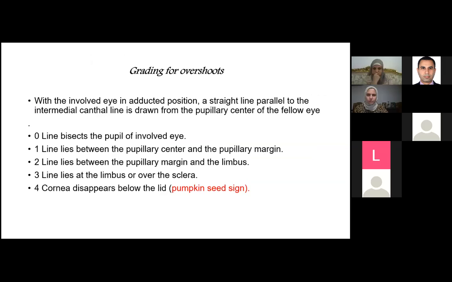This way helps us to grade the upshoot: a straight line parallel to the intercanthal line is drawn from the pupillary center. If this line bisects the pupil, there is no upshoot. If it lies between the pupillary center and the pupillary margin, it is grade 1.